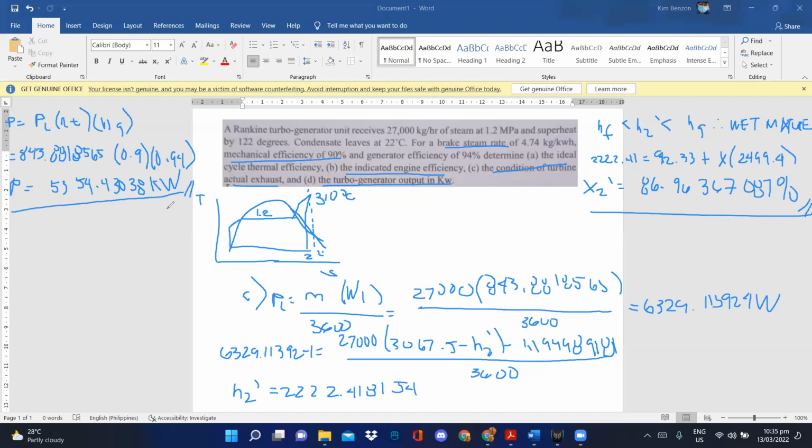So that's it for your actual Rankine cycle. So if you have any questions with regards to this topic, you may feel free to contact me. I will be dropping on the description below my email address so you can contact me. So that's it for this video. I hope you learned a lot from me and I hope you follow the process on solving the actual Rankine cycle.